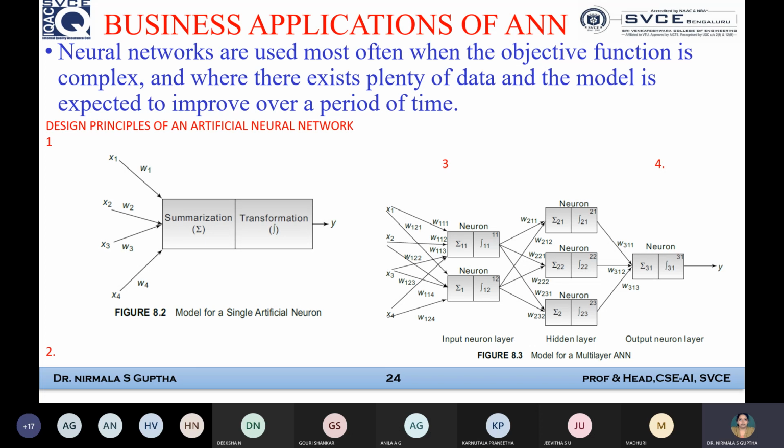Since multiple layers of processing elements are to be considered, they can be considered to operate in a sequential manner or in a parallel manner. The complexities will be defined or derived based upon the kind of prediction action we are trying to process in the model. So this will be decided and given in design principle 2 of an artificial neural network.